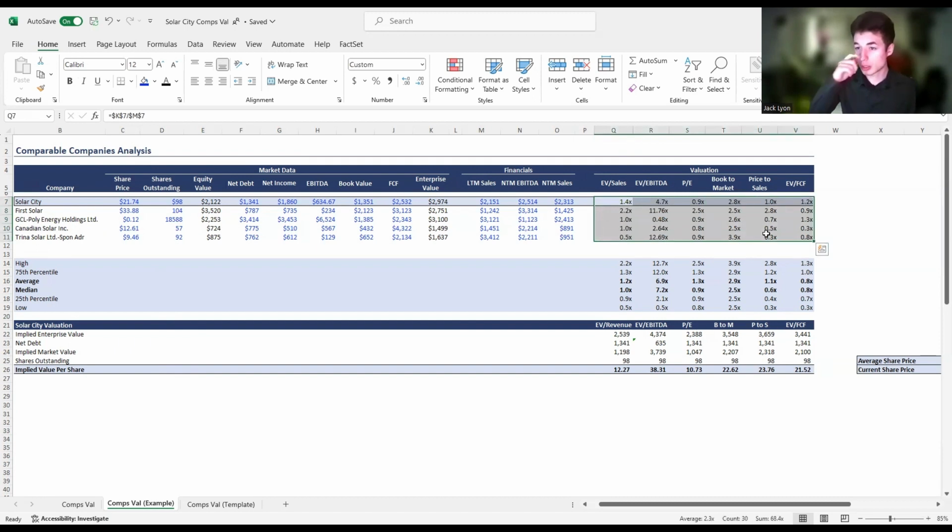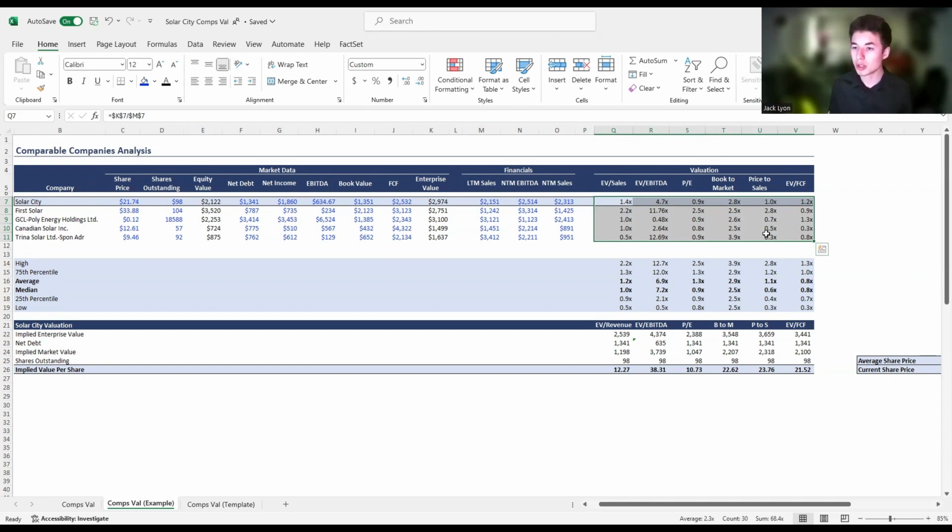So what these multiples do is allow you to compare other companies in the industry to value the company that you have selected. A great analogy that I was taught was using houses as an example. So let's say you put your house up on the market and you want to know how much to value your house at. Now you can take a look at your neighborhood and look at the last house that was sold, but it cannot be a direct comparison. The house might be a different size, for example.